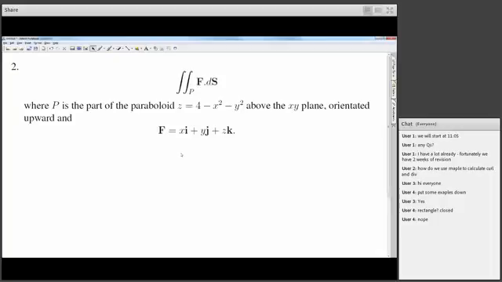So if I draw my picture, it's an elliptic paraboloid even, looking something like this. So it's only the top part of the surface. It's got a very clear boundary to it, which would be some sort of circle in the XY plane. So it's not closed, so that doesn't work.